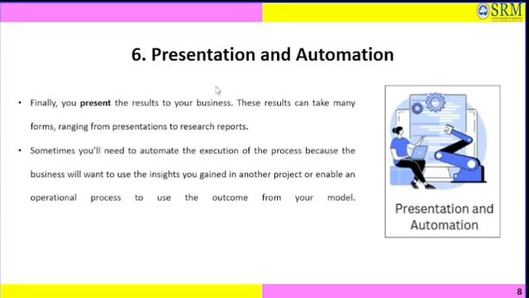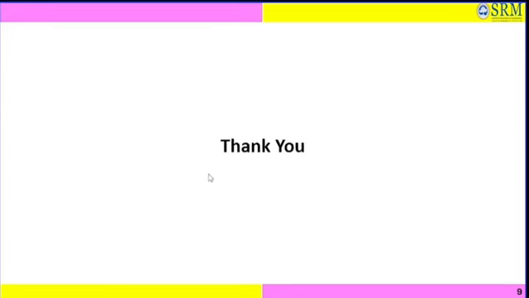The next step is presentation and automation. Finally, we can present the result to your business. These results can take many forms ranging from presentation to research reports. Sometimes you will need to automate the execution of the process because the business will want to use the insights you gained in another project or enable an operational process to use the outcome of your model. So this is about presentation and automation.